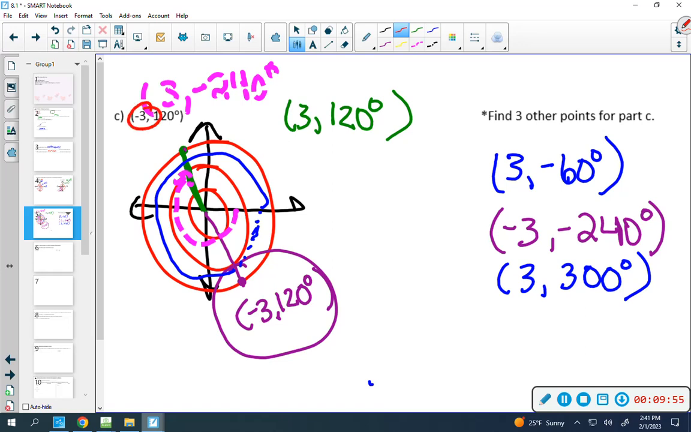So you could have 2 negative answers. And then of course you can have the two positive 3's. So for every polar coordinate, you can have 2 positive radii, 2 negative radii, just for the record when you list them.